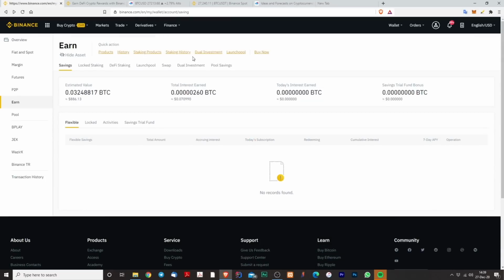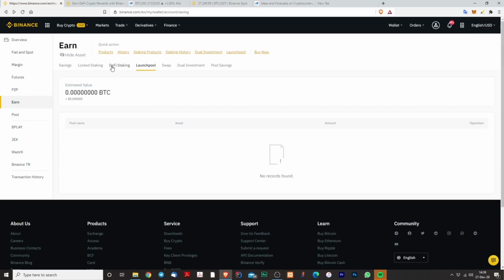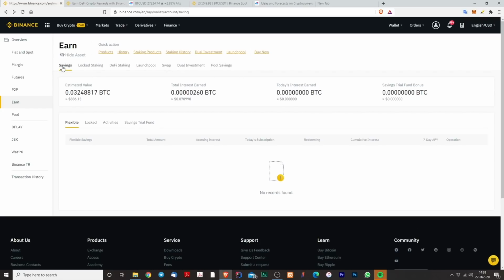But yeah, all the staking that you'll be doing on Binance will be showing in here in the Earn wallet. So you can see whether your money is in your launch pool, on your DeFi staking, or savings, or whatever you have. Mine is in the savings somewhere in here, and I can check what is locked, what's flexible savings that I do have, and my activities recently, right? You can see your financial history here.